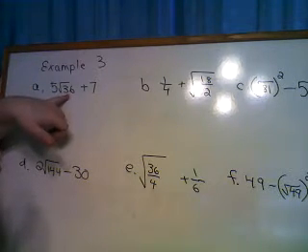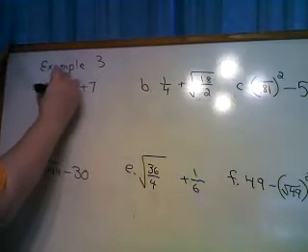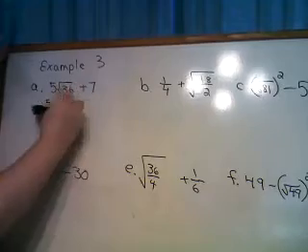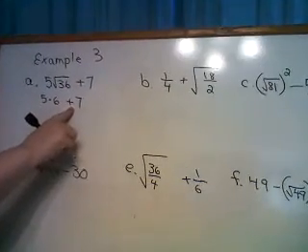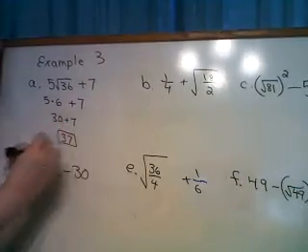So this is really 36 to the 1/2 power. So you're going to do 5 times the square root of 36, which is 6, plus 7. Then you multiply before you add. So you get 30 plus 7, which is 37.